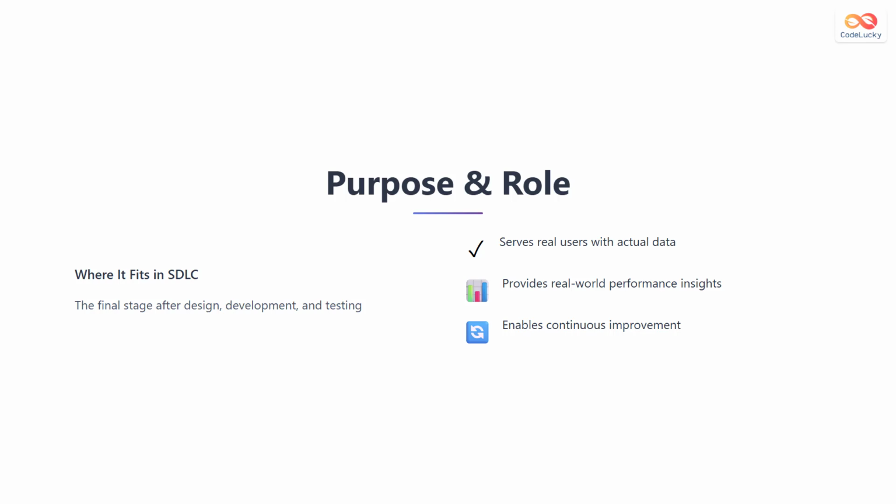The production environment serves three important functions. First, it delivers your application to actual users who depend on it. Second, it provides real-world performance insights that help you understand how your system performs under actual usage conditions. Third, it enables continuous improvement by gathering data and feedback from live operations, allowing you to make better decisions for future updates.